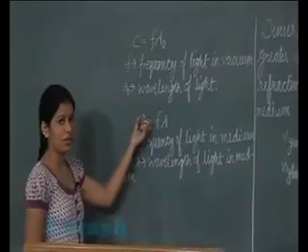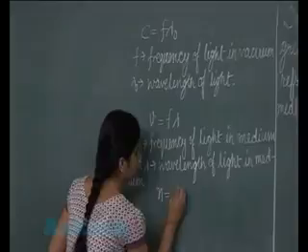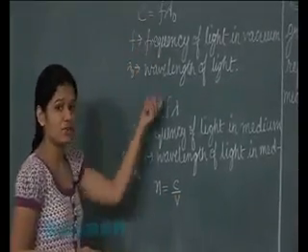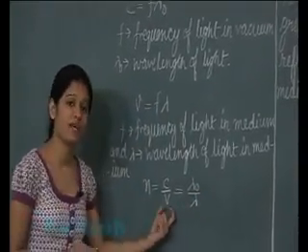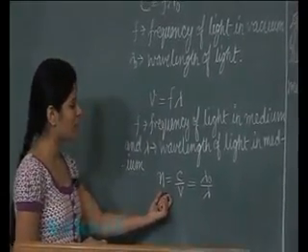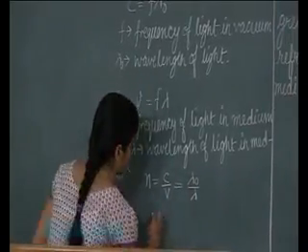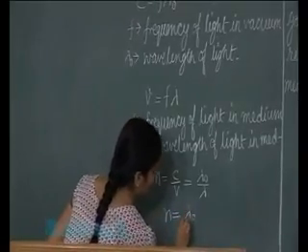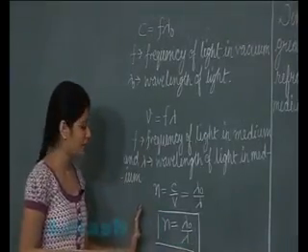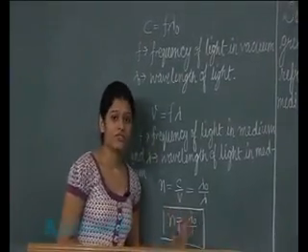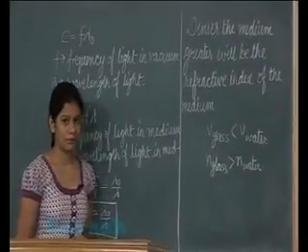Now student, we know the refractive index of a medium is C by V. When we divide these two equations, we will get lambda naught by lambda. So we can define the refractive index of a medium as the ratio of wavelength of light in vacuum to the wavelength of light in medium. This is the refractive index of a medium in terms of wavelength of light. So students, so far we have discussed the laws of refraction and refractive index of a medium.